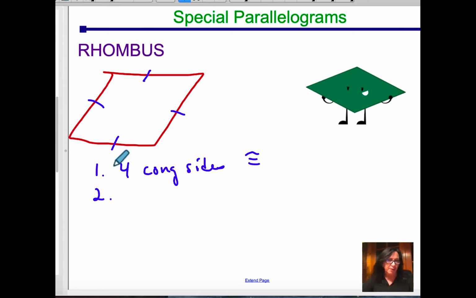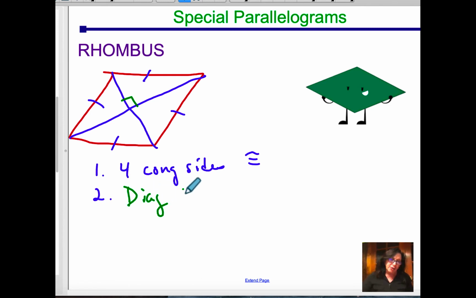Number 2, the diagonals are not the same length. They're definitely not the same length. You could tell because that's a longer side there. But the diagonals actually are perpendicular. So you would say the diagonals are perpendicular. So that's another thing.